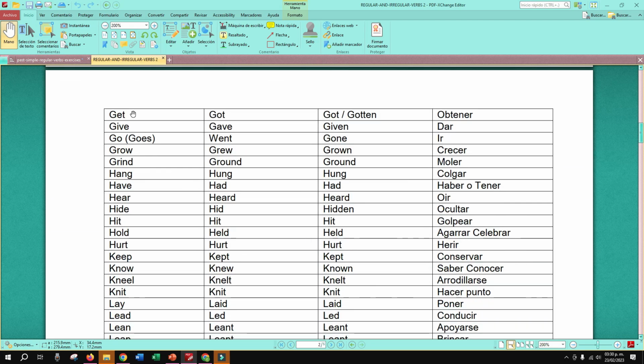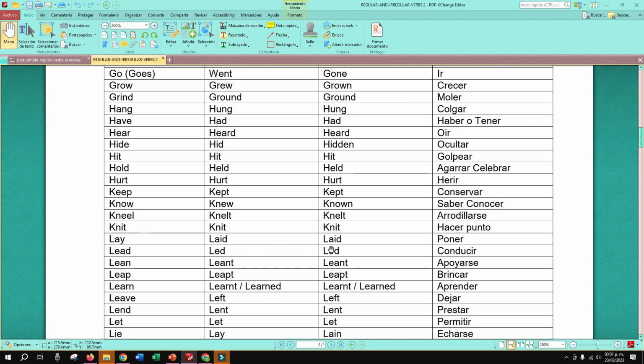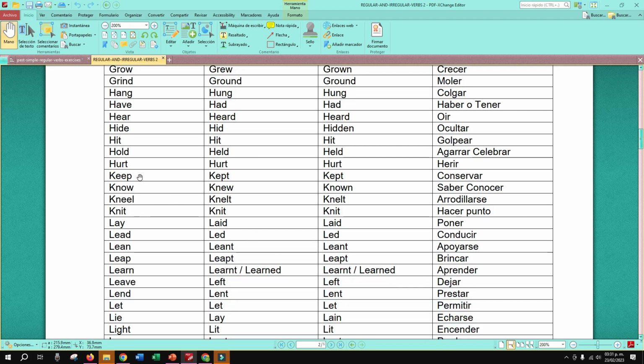Also, get, got, give, gave, goes or went, grow, grew, ground, have, had, hear, heard, hide, hid, hit, hold, heard, and also that is heard in past participle, right? The same. As you have keep, kept, know, knew, kneel, knelt.